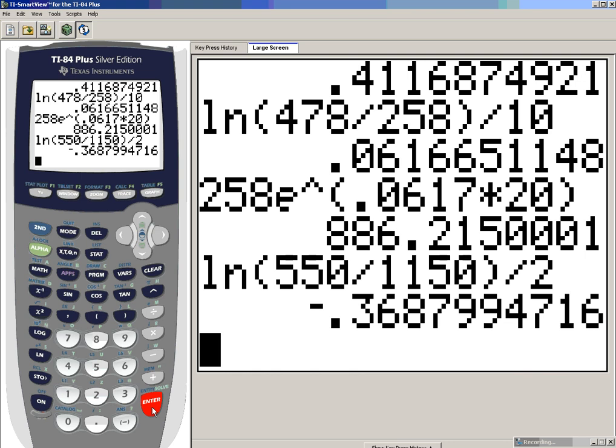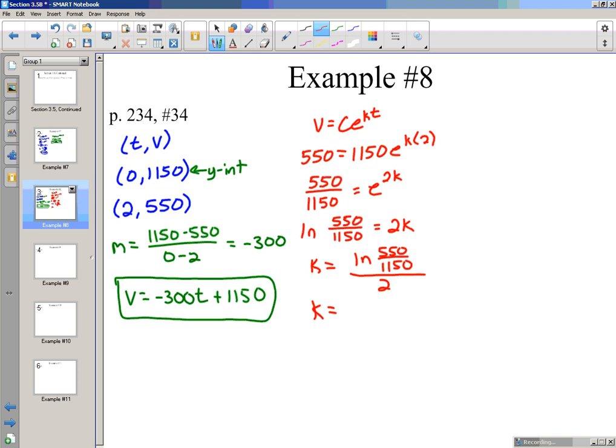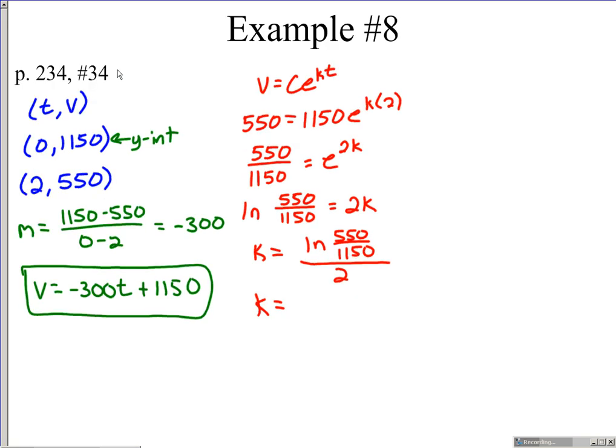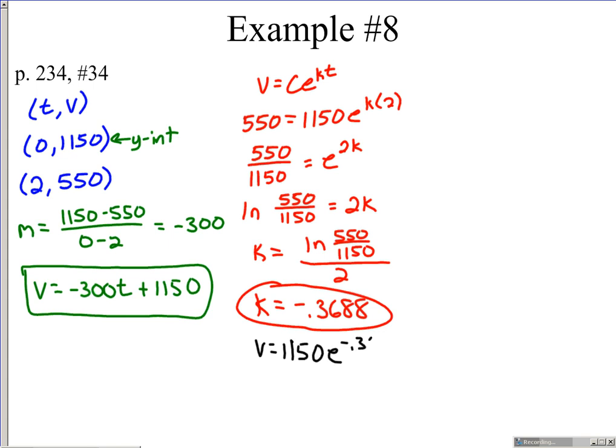At that k value, you're told to round to 4 decimal places, so negative 0.3688. There's our value of k. Once we find our value of k, go ahead and write your final equation. Value of the computer is going to equal that initial value, which was 1150, times e to the negative 0.3688 t power. There's our exponential model for this situation.